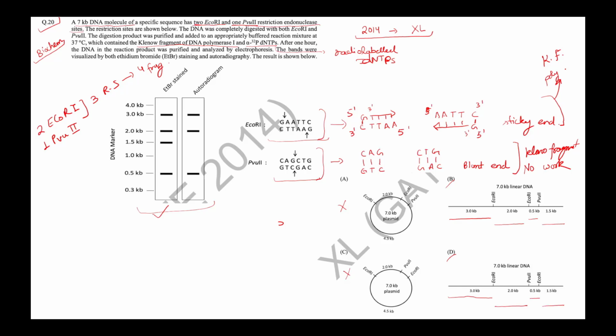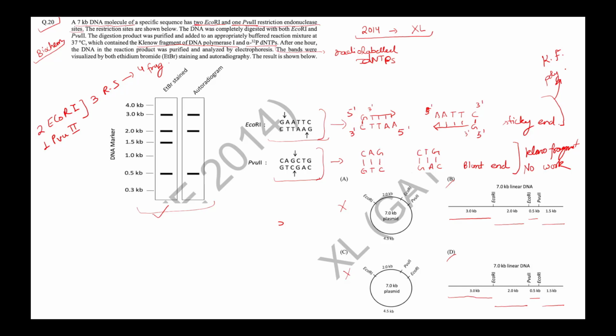So if we just see the EtBr gel, either of these 2 options could be correct: EcoRI, EcoRI and then PvuII, or EcoRI, PvuII, and then EcoRI. Which one is correct? We cannot conclude by seeing the EtBr staining gel, but we can definitely conclude that it is not a circular plasmid, it is a linear plasmid or linear DNA. Okay, so now the autoradiogram is showing us only 3 bands.